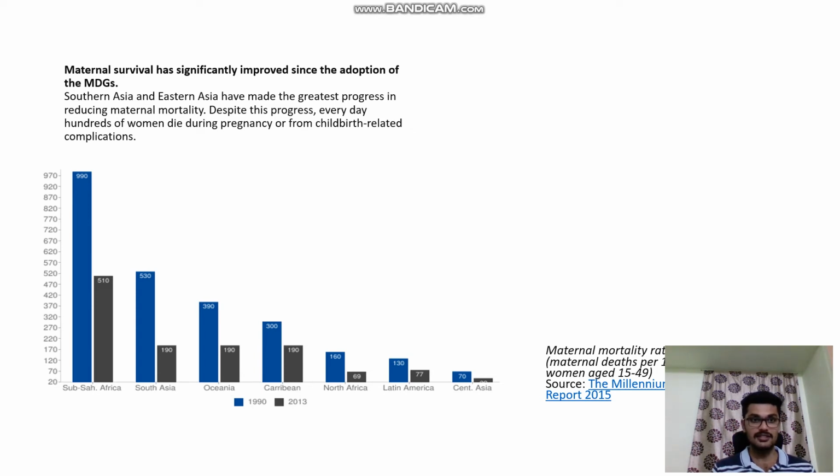Southern Asia and Eastern Asia had also made some of the greatest progress in this particular field. Despite this progress, every day hundreds of women still die during pregnancy from childbirth-related complications, and this had made a huge part of the Sustainable Development Goals, which is currently in action.